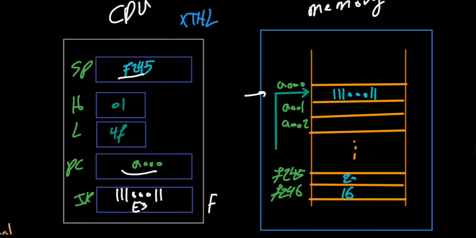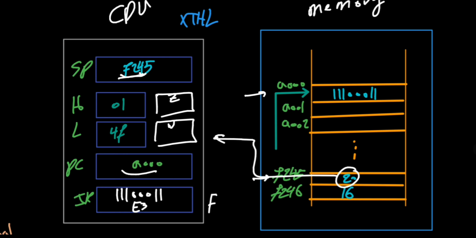Also pay attention that in the CPU we have other registers called W and Z. These registers are not programmer accessible, meaning that you, as the programmer, never have access to them. They are used only inside instruction operations. As an example, we want to exchange the HL with the memory. SP is F245. This value would be put on the address bus. This memory cell would be chosen. The content here is 20.